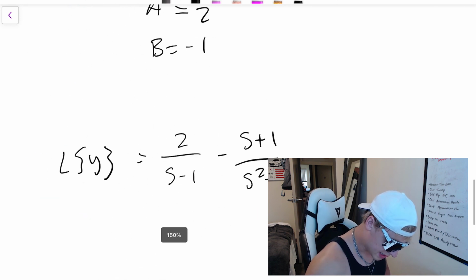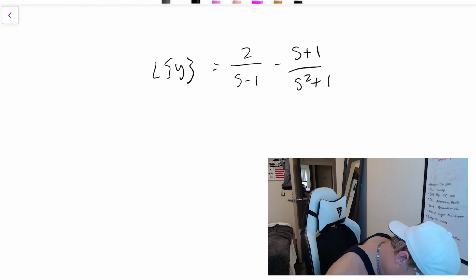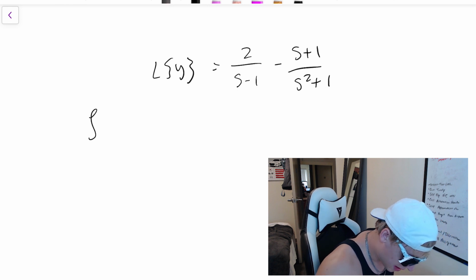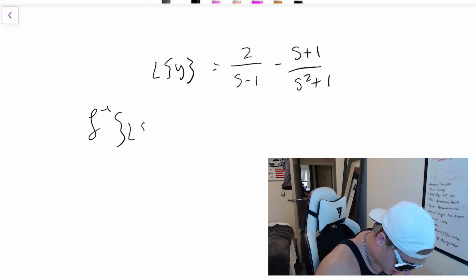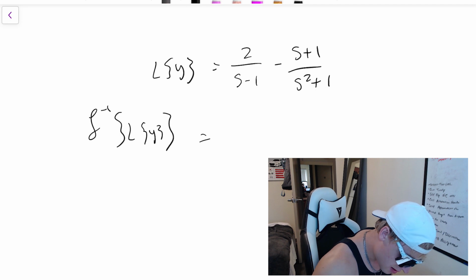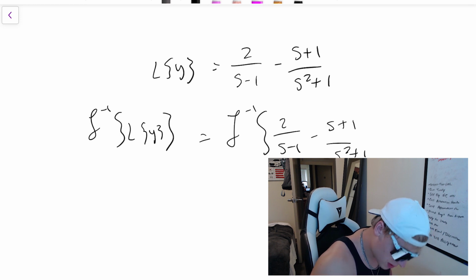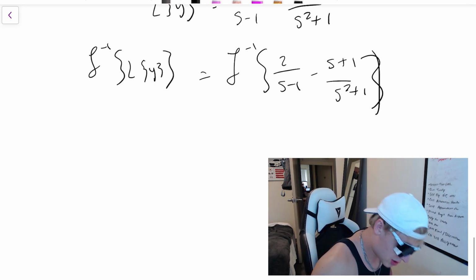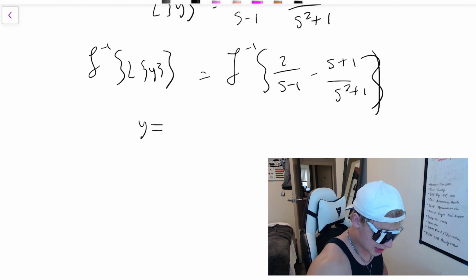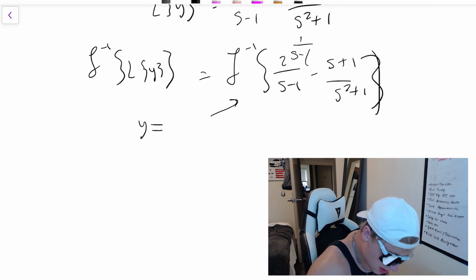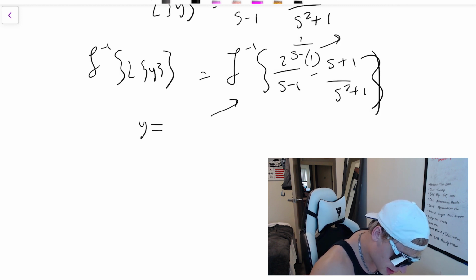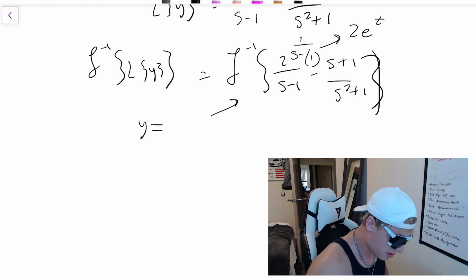Coming back down here, now we're going to take the inverse Laplace of the Laplace transform of y. I can't do the curly brackets, so s squared plus 1 here. This is just going to give us y is equal to the inverse Laplace of this, because this is in the form of 1 over s minus 1. So this is going to be 2 times e to the t. So we're going to get 2e to the t.